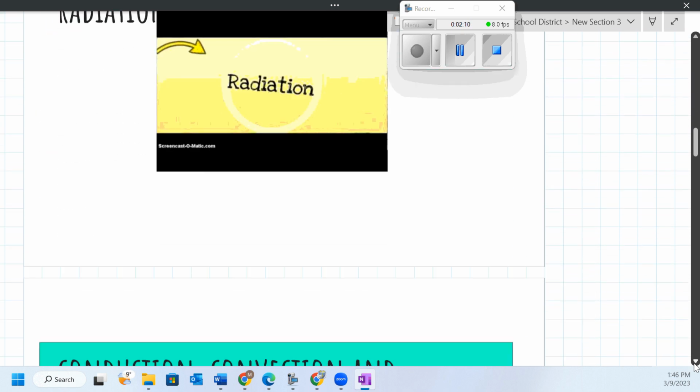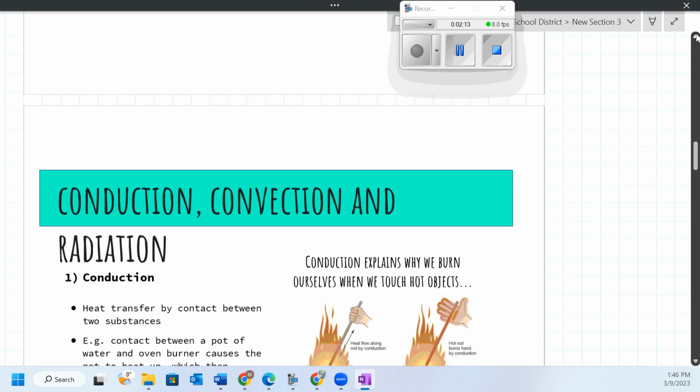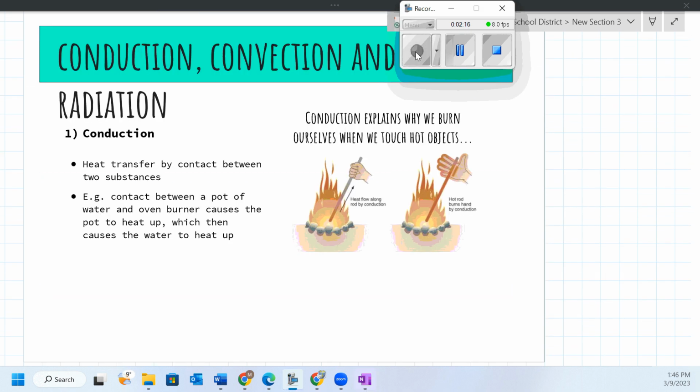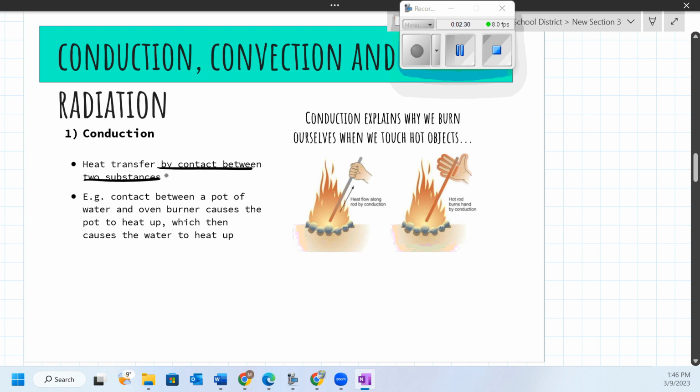When we are talking about conduction, what we have to keep in mind is that it happens between two objects that are in contact with each other. So you have two objects that possess different heats, object A and object B, and let's say object A is hotter than object B. When you put them in contact with each other, the heat that object A has is transferred through contact into object B.